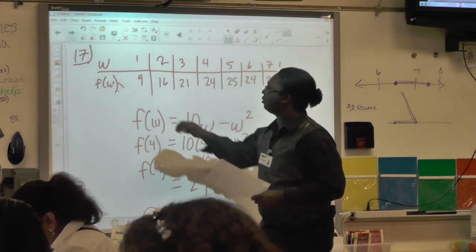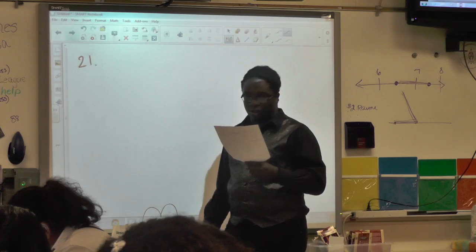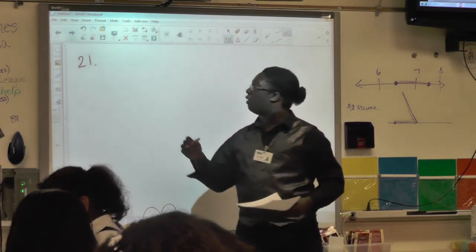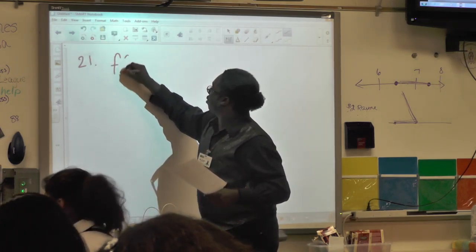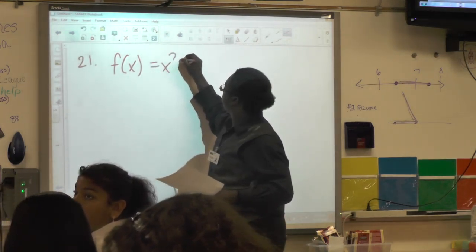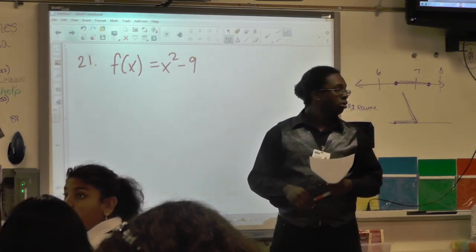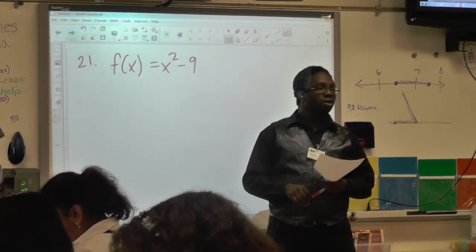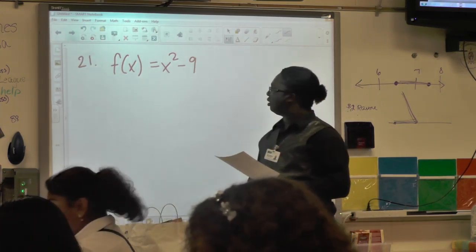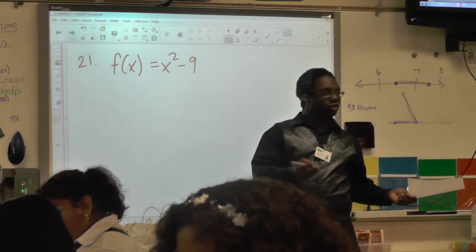Here's my new page. So for number 21, you guys will have to make a table of values and a graph of the function, and the function you were given was f of x is equal to x squared minus 9. Now, is your question how to get the numbers? Okay, that's what I thought. So that's what they want to know, is what numbers to put in the table. So x squared minus 9. What are some of the numbers you guys started out with?